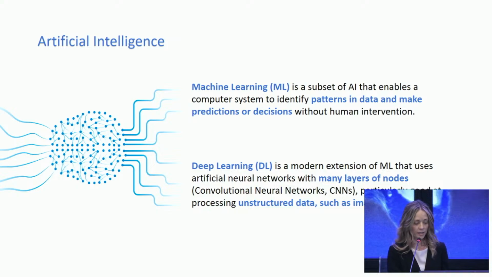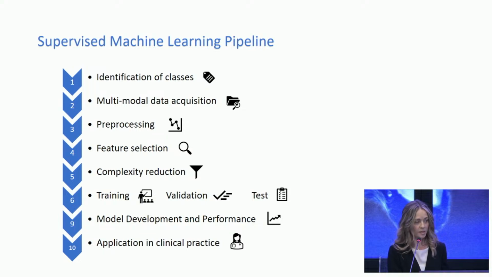Specifically, deep learning is a modern extension of machine learning that uses many layers of nodes, particularly good at processing unstructured data such as images. A typical supervised machine learning pipeline consists of several steps that I will try to explain in simple terms.